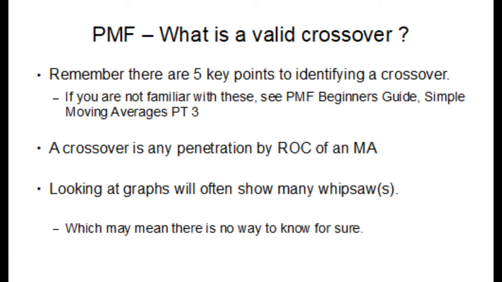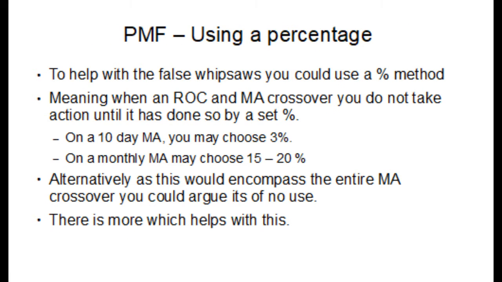Look at the graphs. They'll show many whipsaws, which means there's no way to know for sure which are real or which are fake. But is there? There are other techniques that we can use. You can use a percentage. That's quite common. It helps to identify some false whipsaws, meaning when a rate of change and a moving average crossover, you do not take action until it is done so by a set percentage.